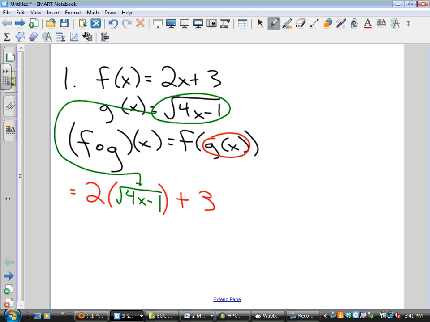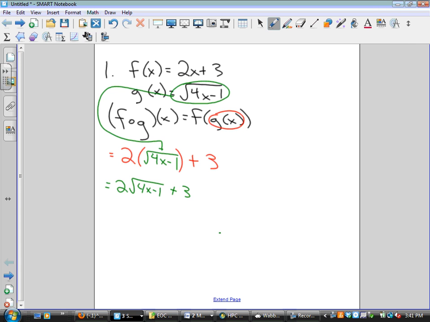There's not a whole lot we can do with this. We can rewrite it without the parentheses. So we could just say 2 times the square root of 4x minus 1, plus 3. Not a lot of algebra we can do to simplify that. But now the question says, what is the domain of this function?